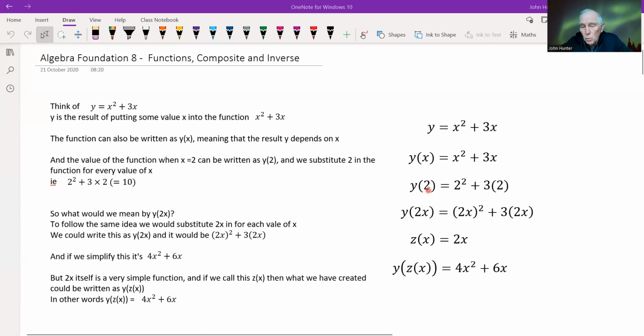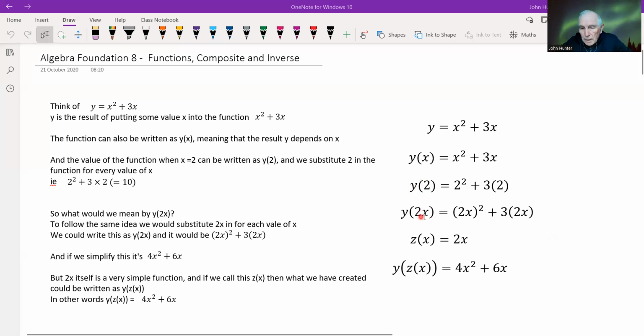Then if we want to evaluate for a specific value of x, say in this case 2, then we just substitute 2 in for every occurrence of x. That gives us 2 squared plus 3 times 2, which evaluates to 10. So this is useful notation, isn't it? We've evaluated y when x equals 2, and we use that quite frequently.